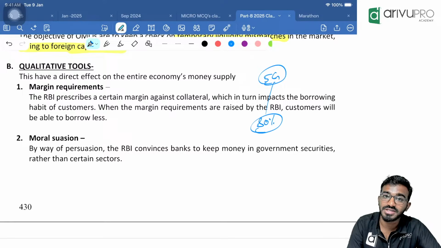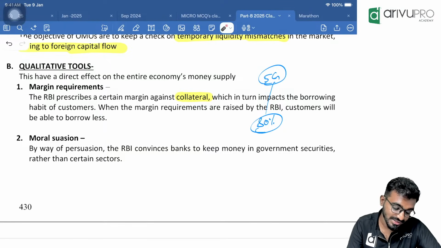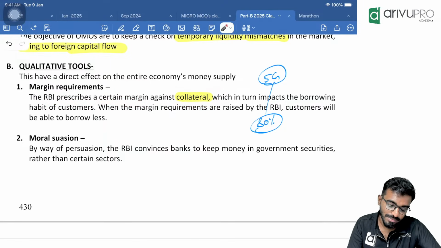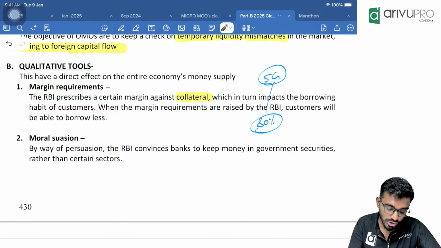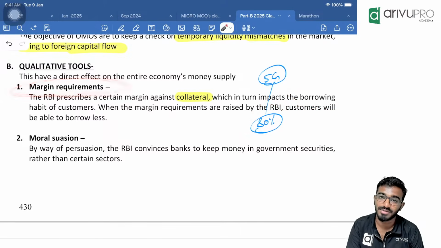RBI, from time to time, will be changing it on your collaterals. That means whatever we are coming to pledge, how much safety stock we have to keep aside while borrowing. RBI prescribes a certain margin, that means safety stock against collateral. Like for example 20%, 15%, 25%, which in turn impacts the borrowing habit of a customer. That portion, whatever RBI decides, you will not get as a loan. That means 20% you will not get as a loan. Only the remaining 80% you will get as a loan. That is called marginal requirement.